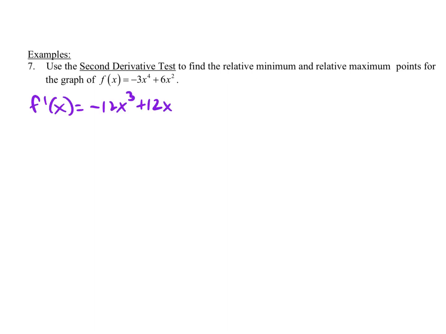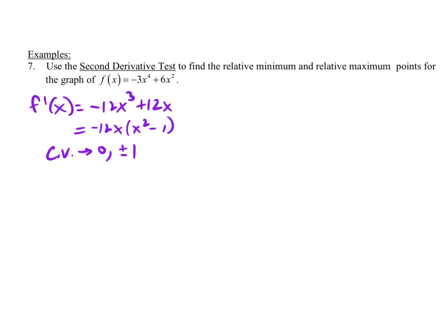First derivative, of course, we've got to do that first before we can find the second derivative. But we need to find the critical values, right? I factored out a negative 12x, and I'm going to get 0, and I'm going to get plus or minus 1 out of this. Those are my critical values, 0 and plus or minus 1.